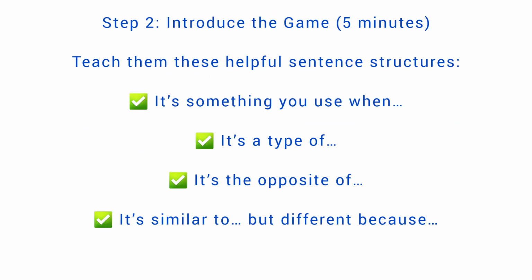Step 2. Introduce the game. Now, tell your students, we are going to practice explaining words in English without translating. Teach them these helpful sentence structures. It's something you use when. It's a type of. It's the opposite of. It's similar to, but different because.